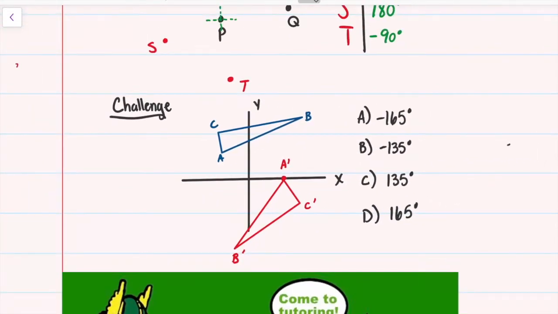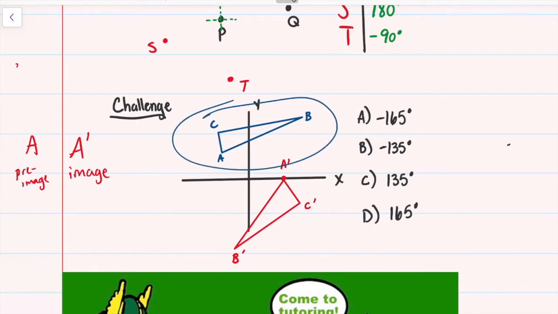Triangles ABC and triangle A prime, B prime, C prime. And a little quick review for you guys. When you have the A with a little apostrophe, that means that's the new image, correct? That's after you've done something to the original. The original will be the A without the apostrophe, and you call that the pre-image because nothing has been done to it yet. With that in mind, we can deduce that the original triangle is this one because it doesn't have the apostrophes.